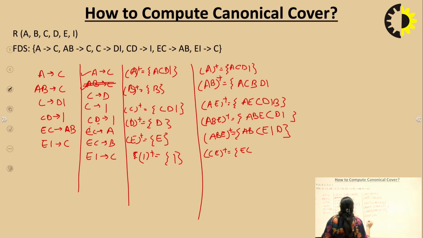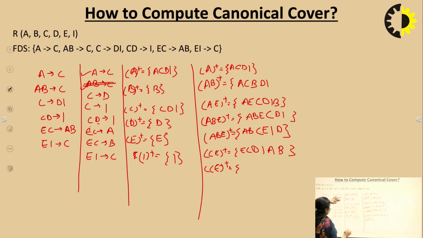Now for CE, determine what we could determine. EC. From C we can determine D, we can determine I. From EC we can determine A, B. From EI, all the attributes are here. Now again compute CE. Now remove this. What you are able to find out? CEI. From EC we are able to determine AB. Now what? We are unable to find D. So this one is essential.